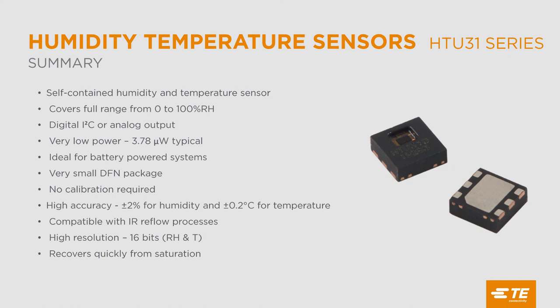They come in a compact 6-pin DFN package, provide a fast response time, and have a typical power consumption of only 3.78 microwatts. The sensors are available in both a digital I2C format, with configurable addresses, as well as an analog version with a 0.5 to 4.5 volts output.